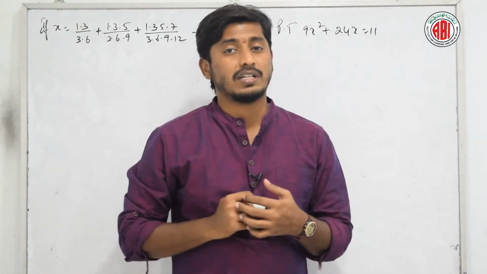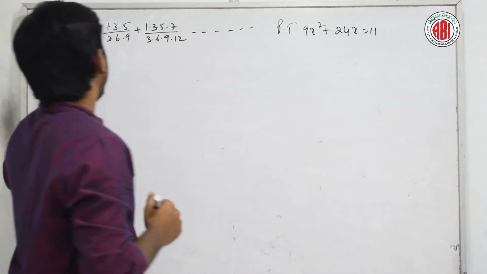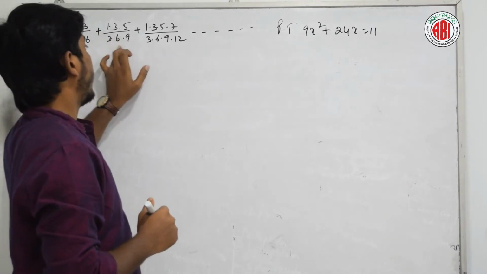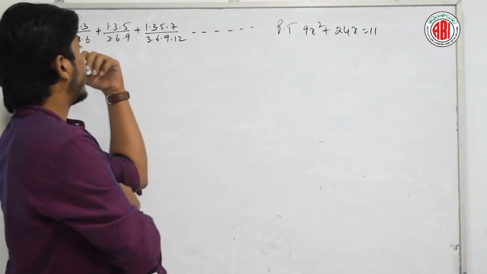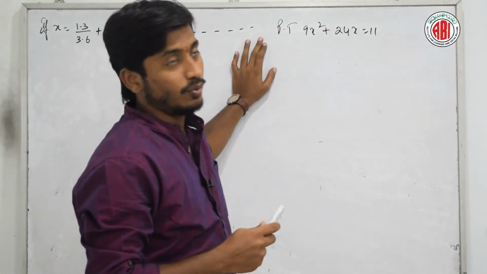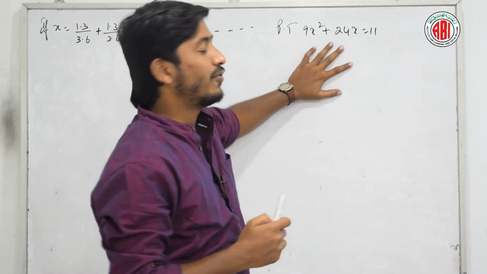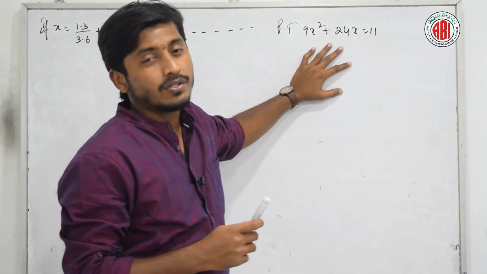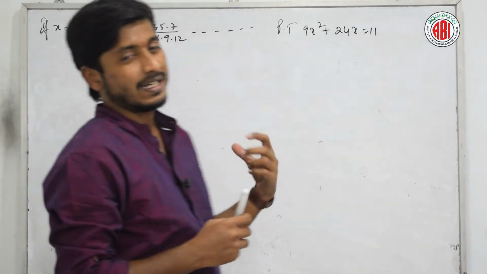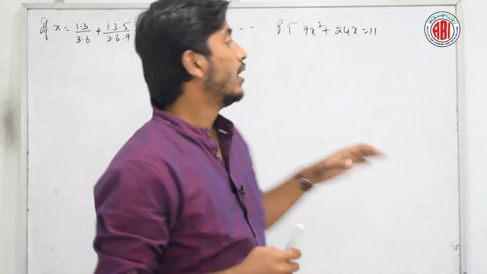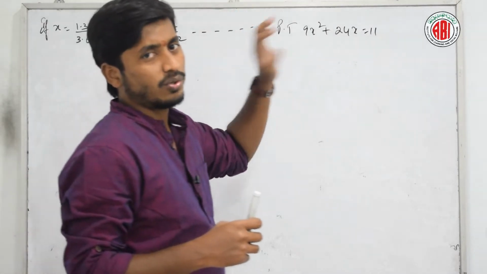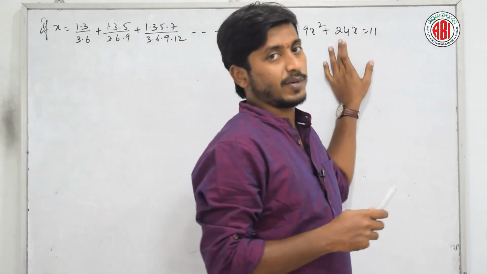Look at the first question here. It says: if x is equal to 1/3 + (1·3)/(3·6) + (1·3·5)/(3·6·9) + (1·3·5·7)/(3·6·9·12) and so on, then prove that 9x² + 24x = 11. So how do we do that? As we discussed in our previous session, we'll just find the sum of this infinite series, then convert, simplify, or do something in order to get this expression.